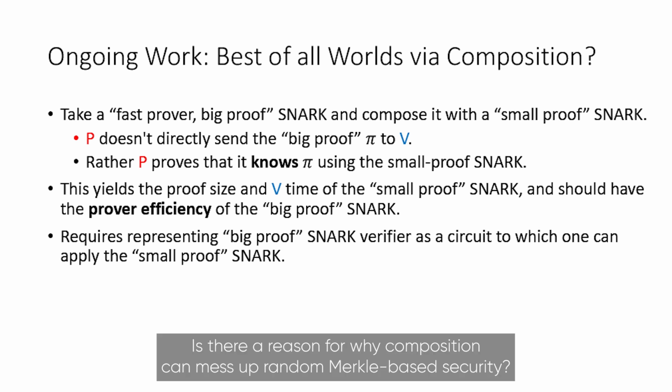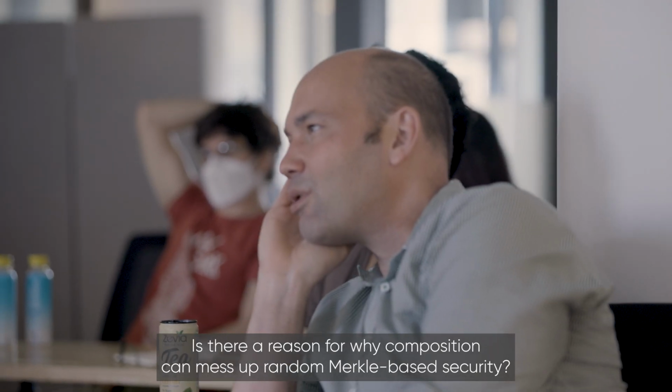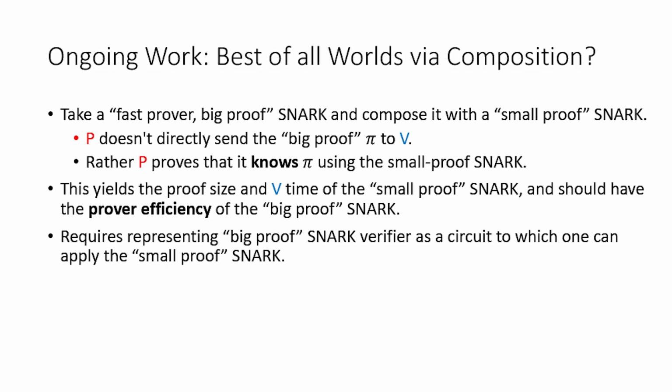Is there easy intuition for why composition can mess up random oracle-based security? Yeah, so you have to represent the verifier as a circuit to then apply the next snark to. In practice, the random oracle gets replaced with a cryptographic hash function. So the circuits have to compute the cryptographic hash function in the circuit.